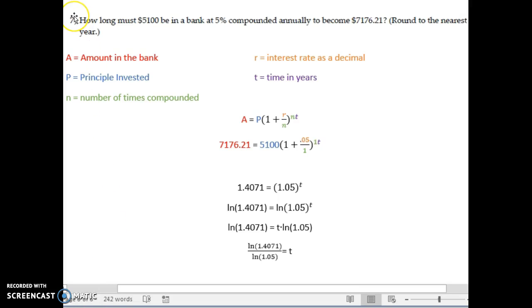For number 7, we're dealing with interest, and we want to know how long we're going to have to leave this amount of money in the bank to reach this amount of money. It tells us our interest rate and that it's compounded annually. So you're going to use your interest formula here, and here's what all the different letters stand for. And so plug in the numbers we have for this problem.